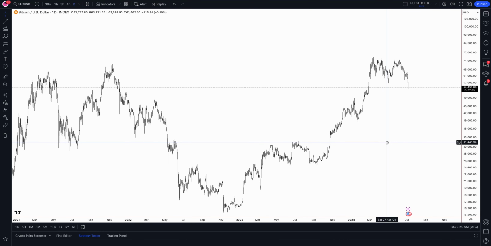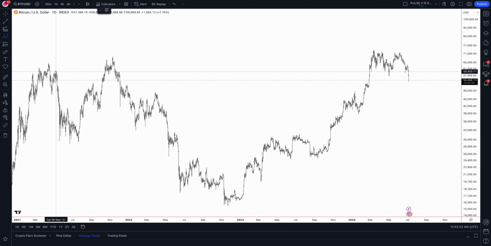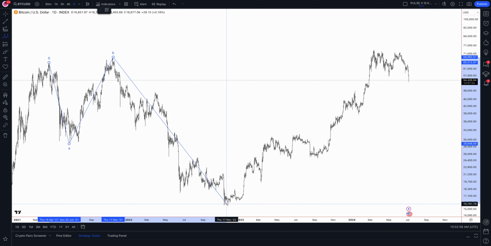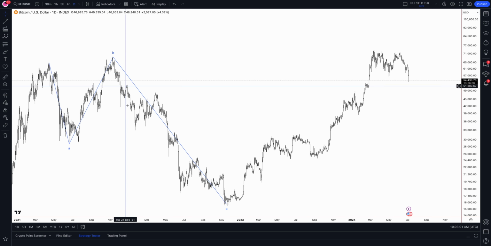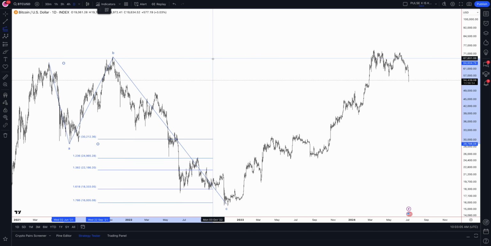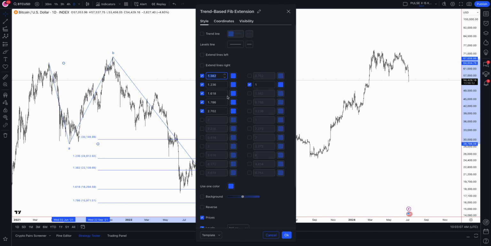Let's take a look at Bitcoin over here. Let's go all the way back to April 2021. We have an ABC correction to the downside. So we have a 3-wave move down, 3-wave move up, and then a 5-wave move to the downside, with the 5th wave of your C wave coming all the way down to the 1.786.